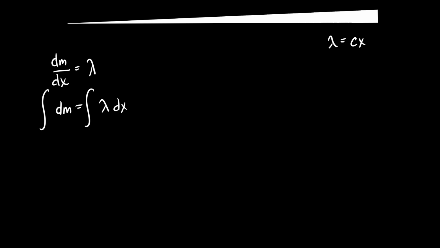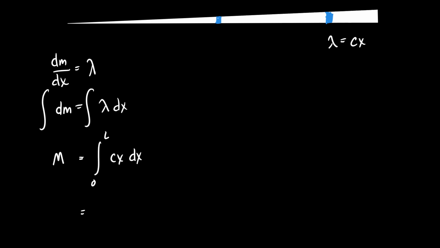Now I can't do this because lambda is related to x, so I have to substitute in my relationship for lambda because it's in terms of x, meaning this piece of mass is a different density than this piece of mass, but we're adding up all of the pieces. So I want to rewrite this as the integral of lambda, cx dx, and I want to add from the first piece of mass to the last piece of mass. Does that make sense? Any questions about what I put there? Well, this should give me the entire mass.